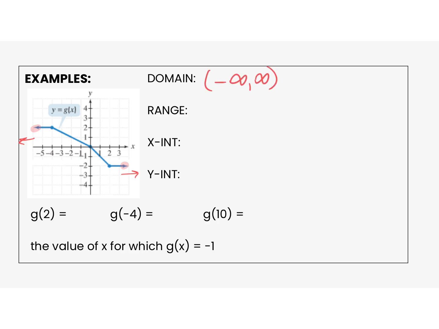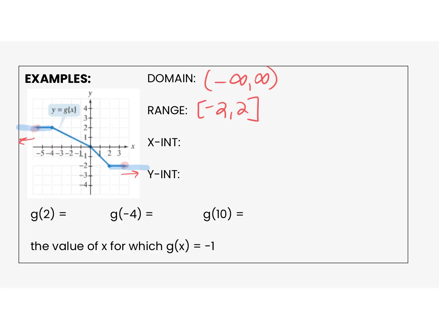When I look at my range, although I have those arrows, these lines are really just going straight, right? So the y value is not going to increase or decrease. So that means I'm going from -2 to +2, right? And we're including those because there are points that fall within that.